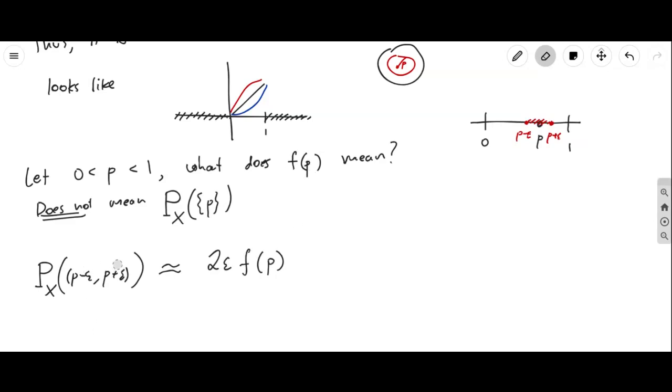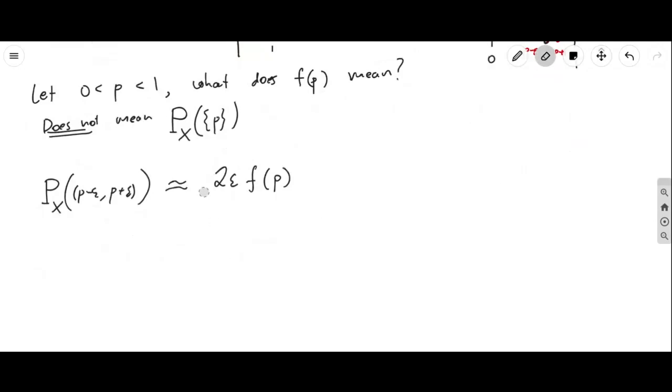And as you make epsilon smaller, this estimate becomes more accurate. And you want to consider the limit as it goes down to 0. In a way, it feels like a derivative, right? It starts to feel like a derivative. And that's another one of the reasons why we call it the Radon-Nikodym derivative. But anyway, let's calculate this probability.